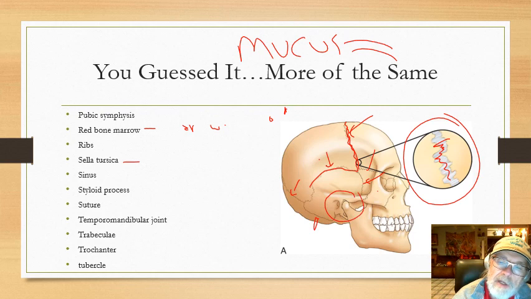Temporomandibular joint. Here's the mandible, the lower jawbone. This area right here is called the temporomandibular joint. This would be the temporal bone right here. And this is where the mandible fits into a little socket right there.